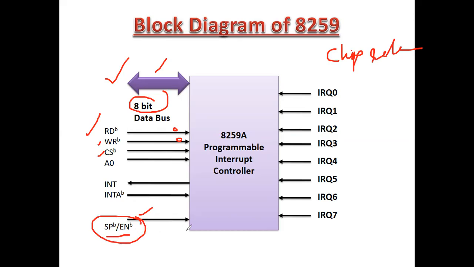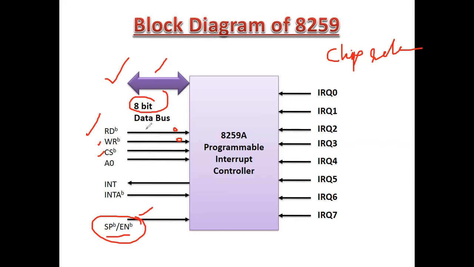When the chip is in buffered mode, it can be used as buffer enable to control the buffer transceiver. And if it is not used in buffered mode, then the pin is used to decide whether the chip is acting as a master or as a slave. In master slave combination, this pin is used. So it is used either in buffered mode or in master slave mode.